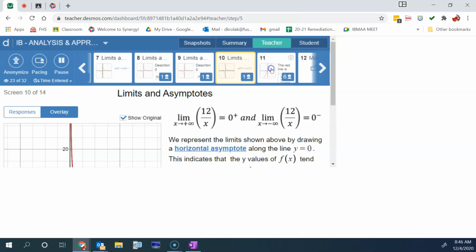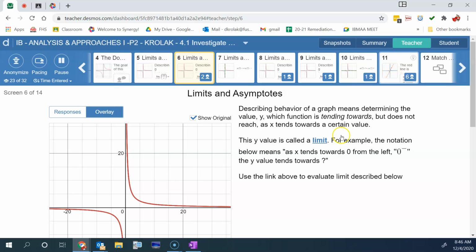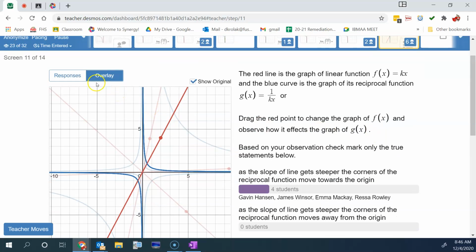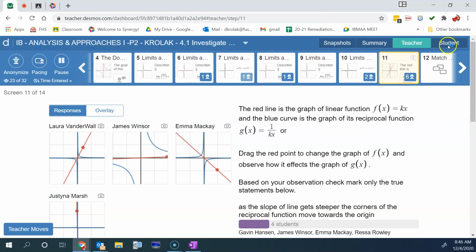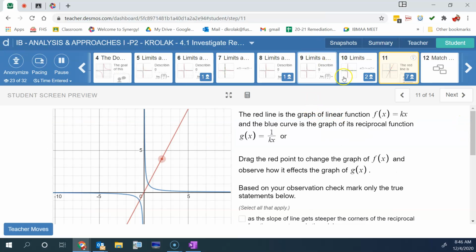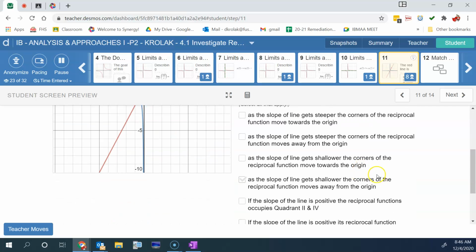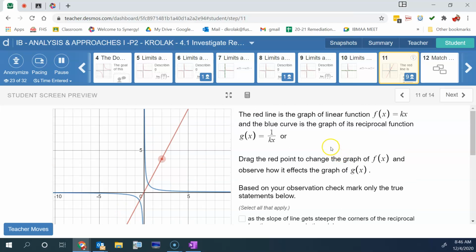So we did the limits. Should be on 11. All right, so all 11 was, you were answering one of these two, you were checking which one of these is true. When I move this around, this is the line y equals kx right here.